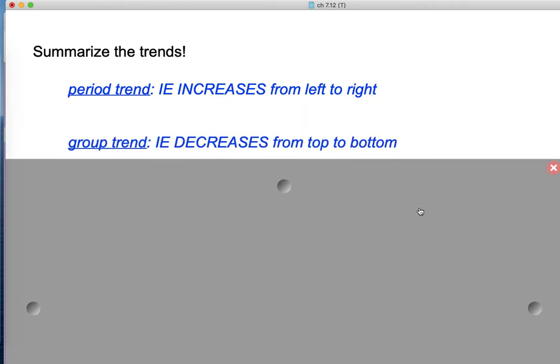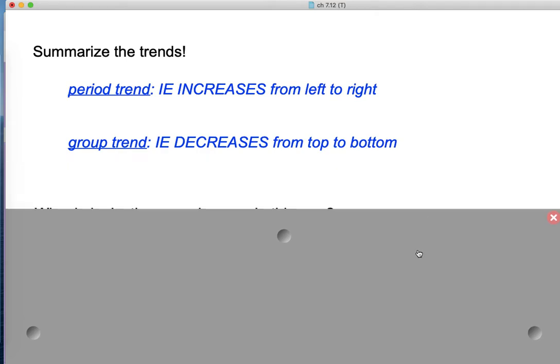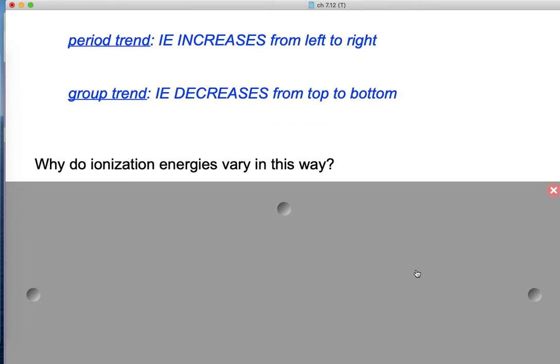The group trend, on the other hand, is that the ionization energy decreases as you move from top to bottom. It gets generally easier to remove the electron because it's being held less tightly. So, how do we explain these trends?